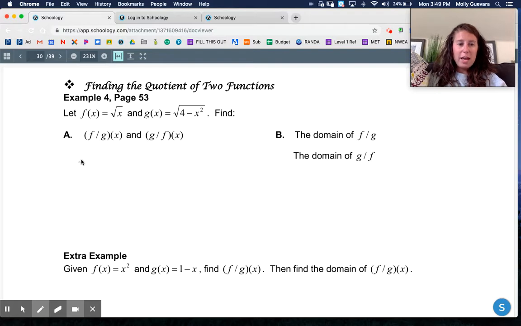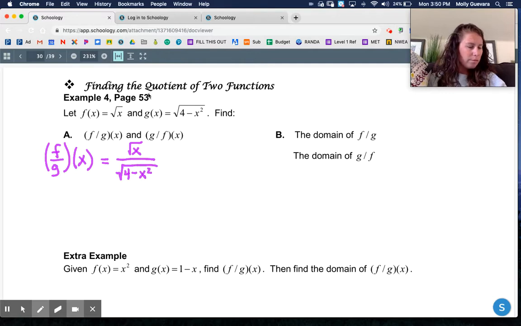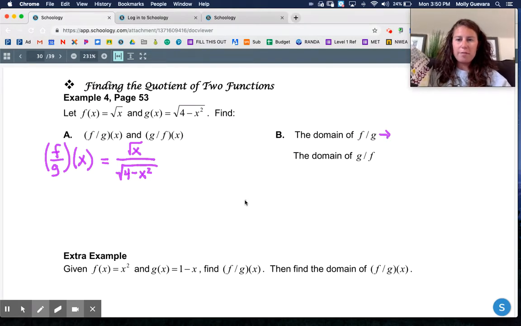So this tells me the f is on top, so let's write this correctly, shall we? Yes. So f over g of x equals, it tells me f is on top, so square root of x is on top. And then on the bottom is square root of 4 minus x squared. Okay, so that's f divided by g. Now I want the domain of this, right? The domain of f divided by g.